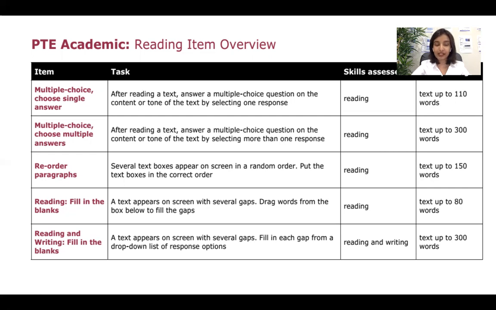So what you have to do here is, we need to understand which questions are important here. So out of these 5 questions, reading and writing fill in the blanks is most important. Reading fill in the blanks is second important. Reorder paragraphs is third important. Multiple choice, multiple answer, and multiple choice single answer are relatively less important because they are really low scoring items. So what do you have to do here?